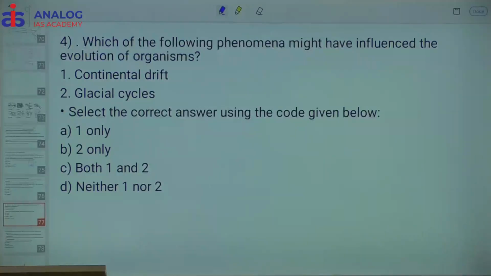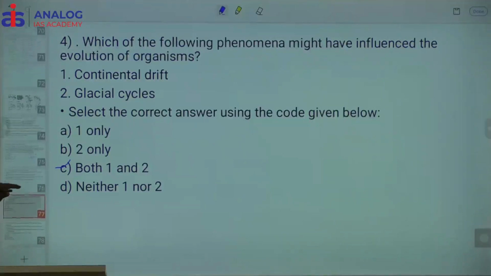What is the correct option for that? Continental drift, glacial cycles. C. It is nothing but biogeographical realms, biodiversity. So while applying biodiversity realms, I told that glacial ages as well as continental drift theory made the species travel and adapt according to the conditions. So both are there. This is how applications are required.